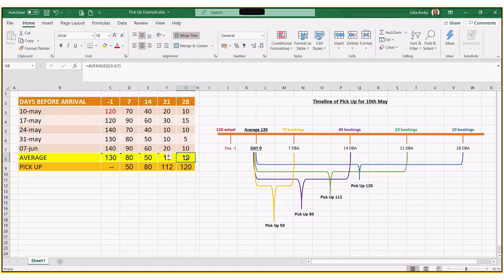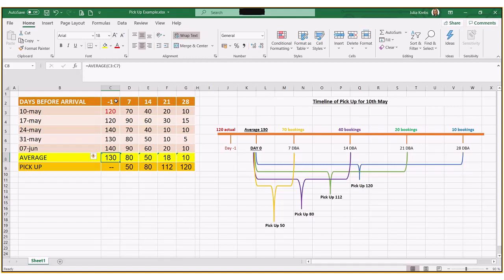So we know that on average 28 days before arrival we have 10 rooms booked, 21 days before arrival we have an average of 18 rooms booked, 14 days or 2 weeks before arrival we have 50, and 7 days or 1 week before the day of arrival we have 80. So overall average, and the day after, we have 30.